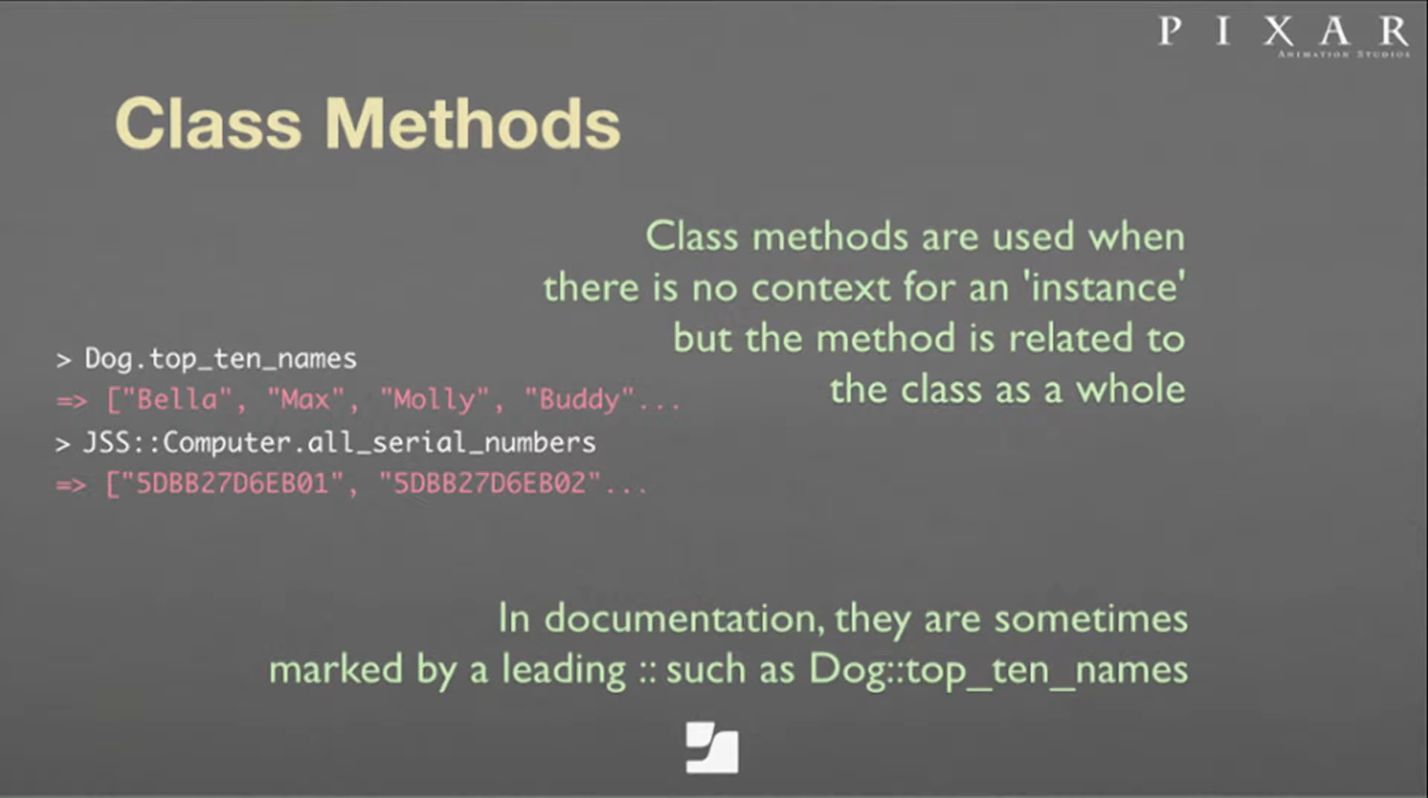Here's a more practical example of a class method. In the JSS module, there is a computer class, and you can ask it for all the serial numbers of all the computers in your JSS. And if you type that, you should get a big list, about 104 of them, I think.